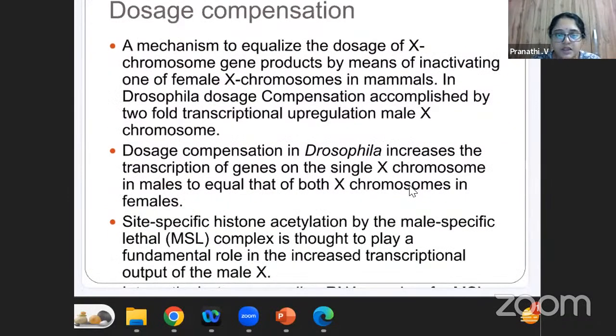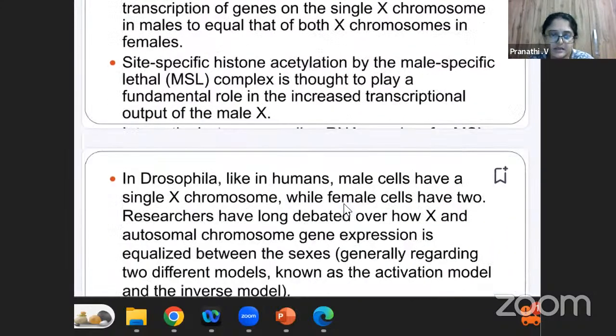When it comes to the mechanism to equalize the dosage of the X chromosome, in mammals you can inactivate the X chromosomes. In Drosophila, dosage compensation is achieved by twofold upregulation of the male X chromosome. Dosage compensation in Drosophila increases the transcription of the genes on the single X chromosome present in the male, to equal that of both X chromosomes in the females. Histone acetylation by the male specific lethal complex increases the transcriptional output of the male X.